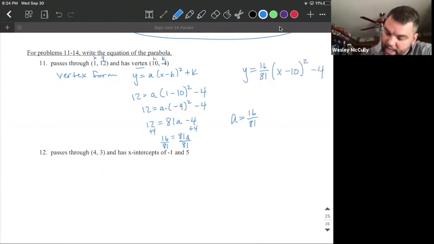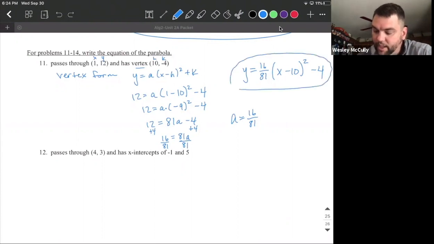Notice that x and y are letters now. I do not replace those with the numbers, because in order for it to be a parabola, we have to have infinitely many possibilities for x and y. We can't be limited to the x and y that they gave us.